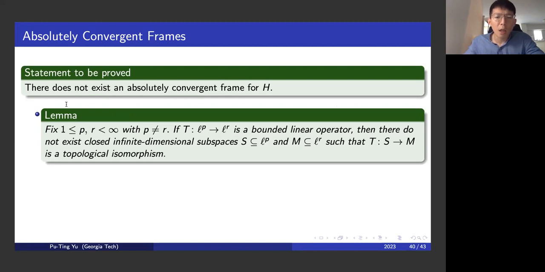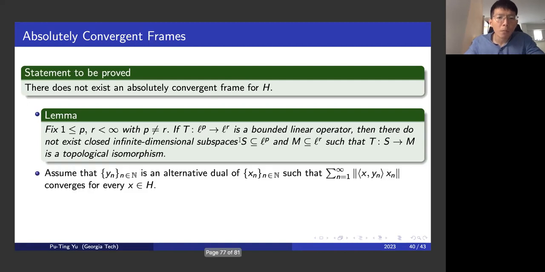This lemma shows that if we have two distinct numbers p and r between 1 and infinity, then it is not possible to find a topological isomorphism between an infinite dimensional closed subspace of l^p and a closed infinite dimensional subspace of l^r. Okay, so now assume that y_n is an alternative dual associated with x_n such that the sum of the norm of x_n multiplied by the inner product of x and y_n converges for every x in H.